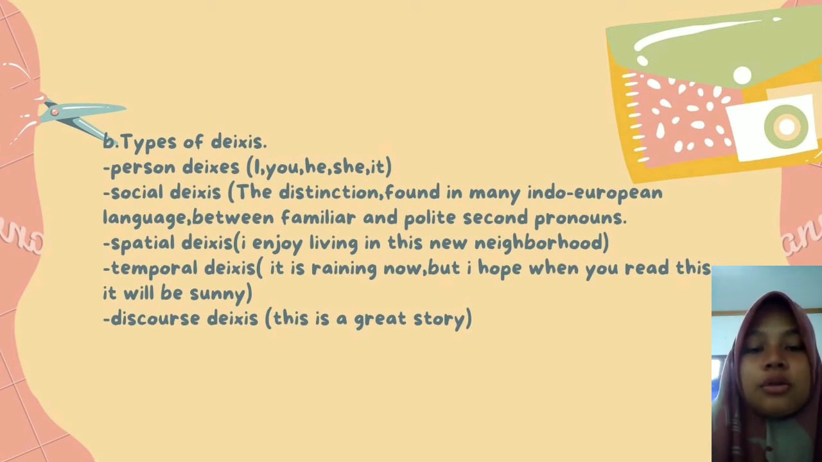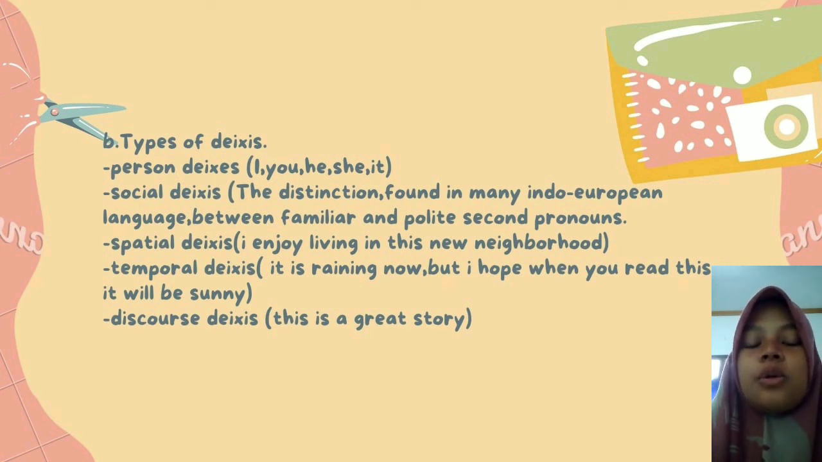The next one is temporal Deixis. So it is like time Deixis, which concerns itself with the various times involved in and referred to in an utterance. This includes time adverbs like now, then, and soon, as well as different verbal tenses, such as: it is raining now, but I hope when you read this it will be sunny. Next one: he had gone. So had gone here represents the time, and now in the previous example represents the time too.